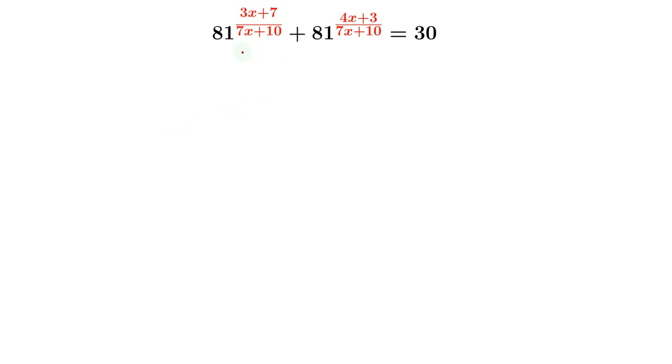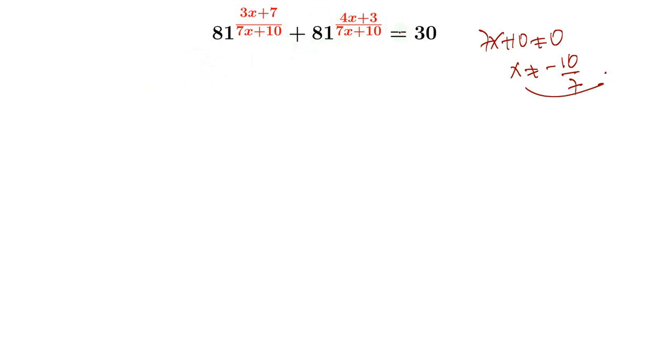Today we're going to be solving this interesting problem here. Okay, so let's get started. Denominator 7x plus 10, so 7x plus 10 has to be different from 0, and then x has to be different from negative 10 over 7. So given this, let's get started.